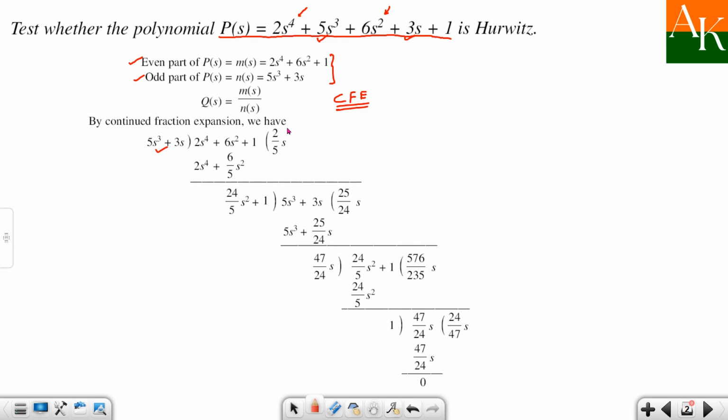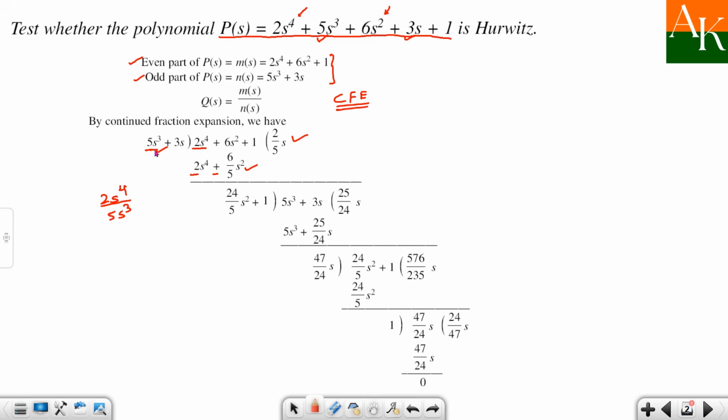Now you have to identify the first quotient. So here you have to divide 2s raised to 4 by 5s cube. So that turns out to be 2 by 5s. So that is the quotient. Now multiply the quotient with this term. So you will get this thing. And now you do the subtraction. So you will have 24 by 5s square. Don't forget this one is also there.